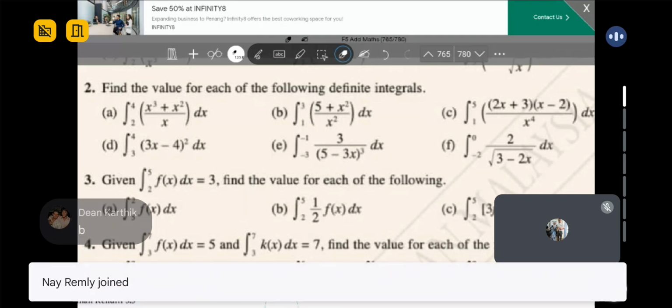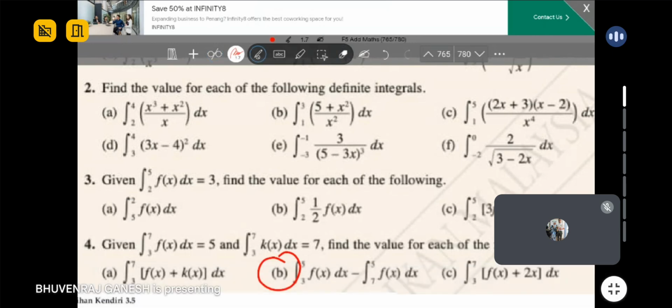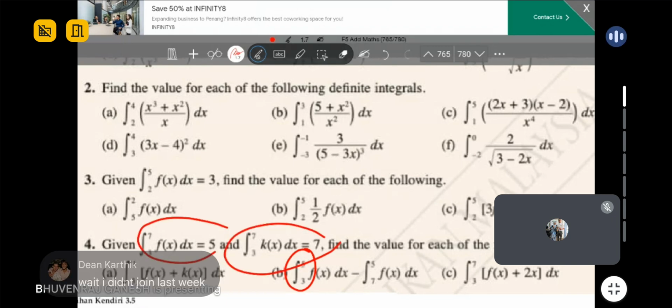Okay, question number B. Remember to recall all your integration laws. Kamu kena tahu semua hukum pengamilan. For this one, if you check, untuk bahagian pertama, had dia adalah 5, 3, 5 and 3. Tapi kalau kamu lihat soalan, there is no limit.